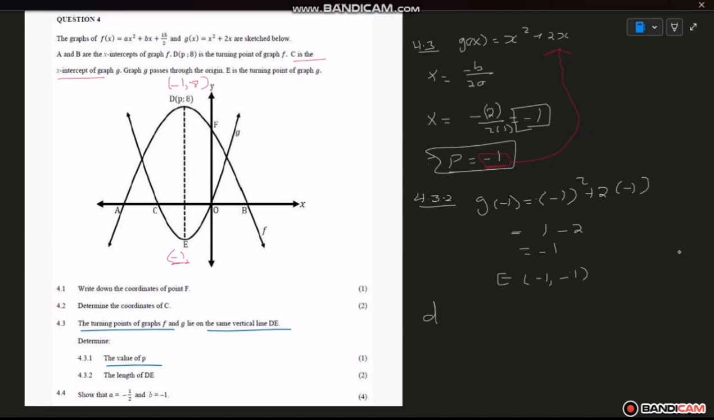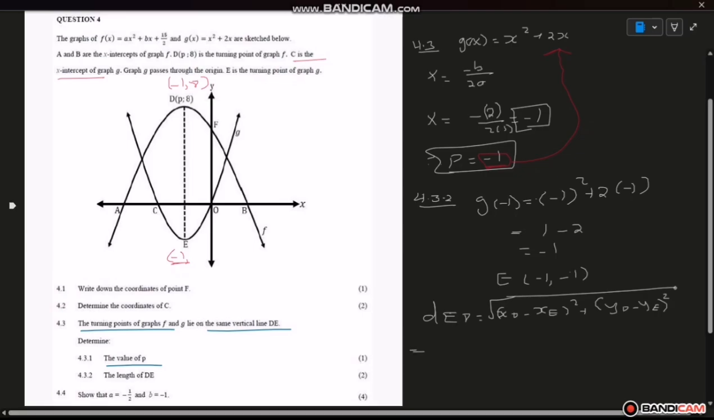Then we do have D up there. Therefore, they want us to calculate the length or the distance ED. Therefore, you can say square root open bracket x d minus x e squared plus y d minus y e. Even if you say x e minus x d, it's one and the same thing. Then you do the substitution.